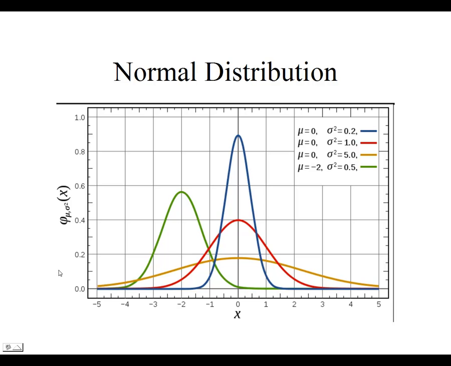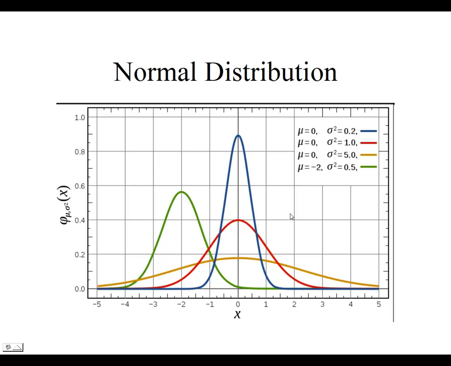Here are a few different normal distributions on an x-axis. They can come in many varieties. These three here, the blue, red, and orange, are all centered at 0. The mean is 0. The green one over here has a mean of -2. They don't have to have a mean of 0. They can have a mean of anything.